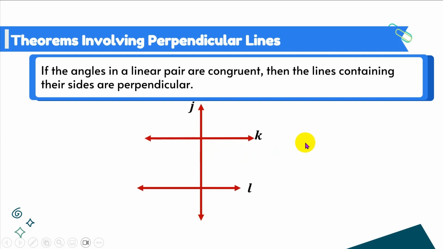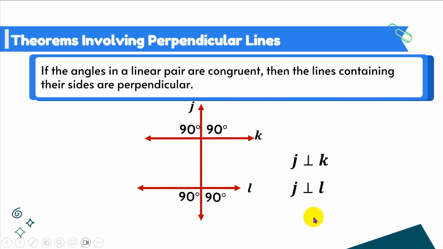Kagaya nito, line J and line K. So, if this angle here is 90 degrees and this angle on the other side, which is its linear pair, is also 90 degrees, therefore, we can conclude that these lines are perpendicular. Line J and line K are perpendicular. Same with this one. If we have here again line J and line L, this angle here is 90. Yung ka-linear pair niya, 90 din kasi nga they form a straight line. Congruent sila. Therefore, we can conclude that line J is perpendicular to line L.